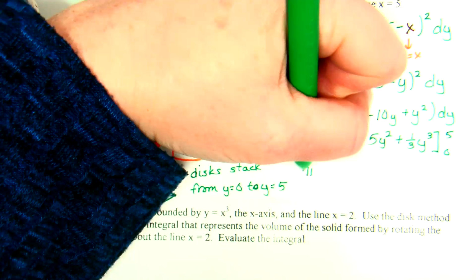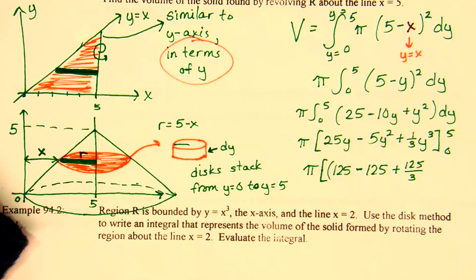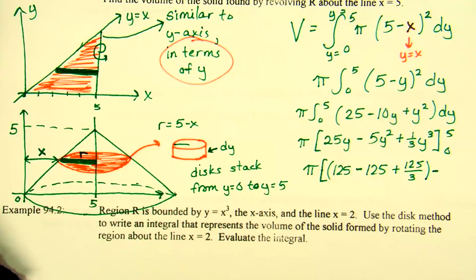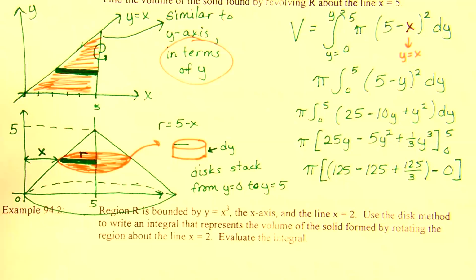125, minus 5 times 5 squared, 125, yep, plus 1/3 y cubed, 125 over, 5 cubed, 125 over 3. And then officially, you now subtract and plug in 0, except all of those when we plug in 0 will be 0. So the 125 is canceled, and we're left with 125 pi over 3, units cubed.